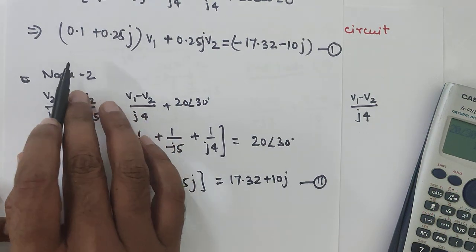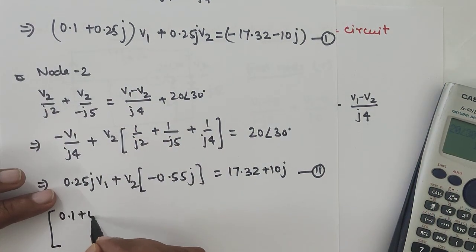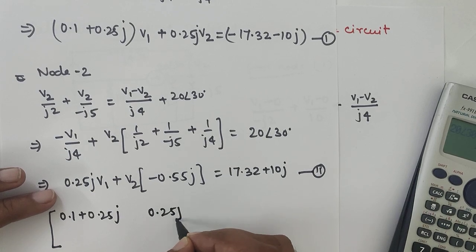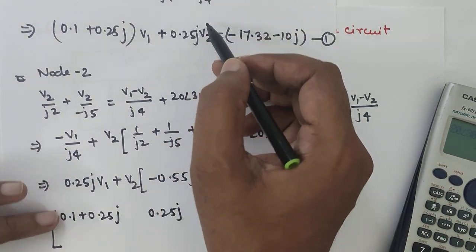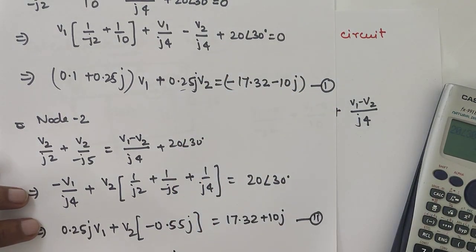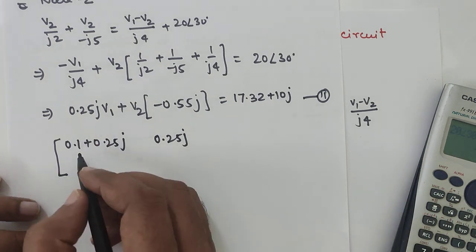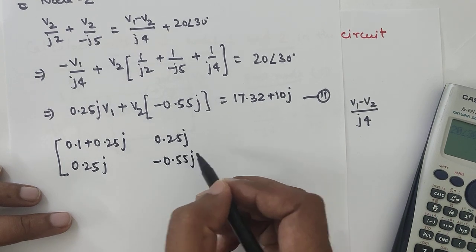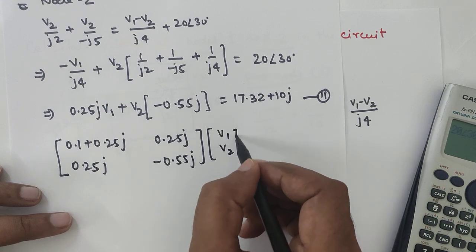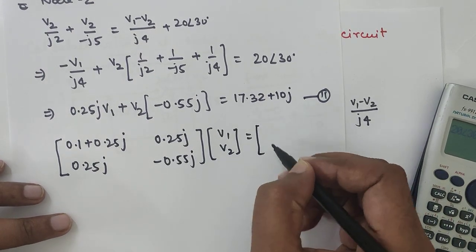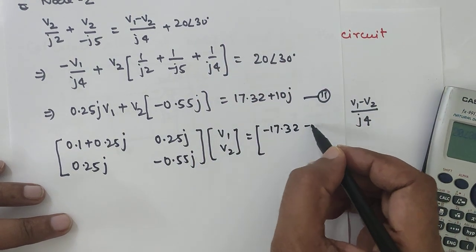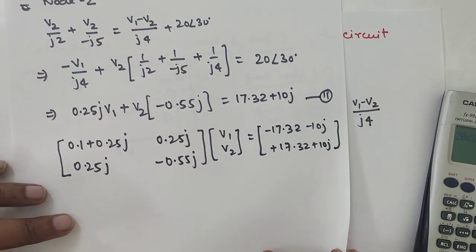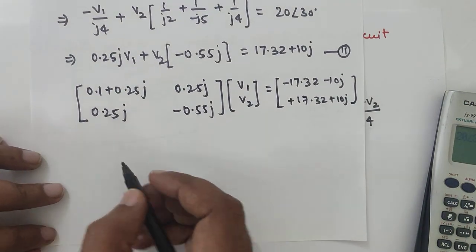Now I'll write this equation in terms of matrix. So here we have 0.1 plus 0.25J, which is for the V1. Then for V2, 0.25J, which is V2 by J4, which is 0.25J V2. And here we have 0.25J into V1 minus 0.55J multiplied by V1 V2. It will give the matrix minus 17.32 minus 10J, and here plus 17.32 plus 10J. So this is our matrix, and we are going to calculate V1 and V2 using Cramer's rule.